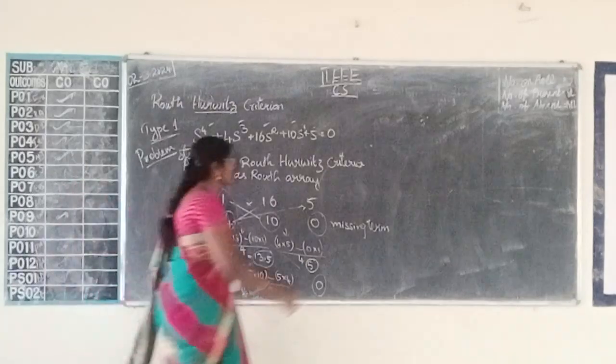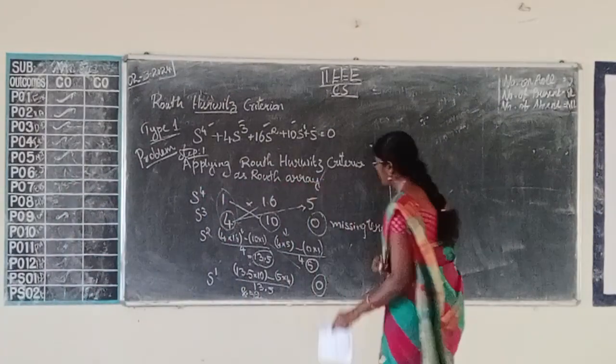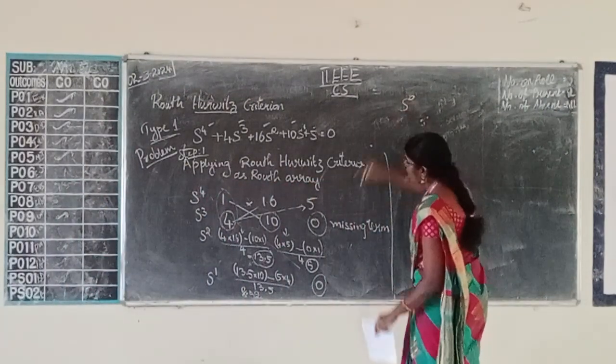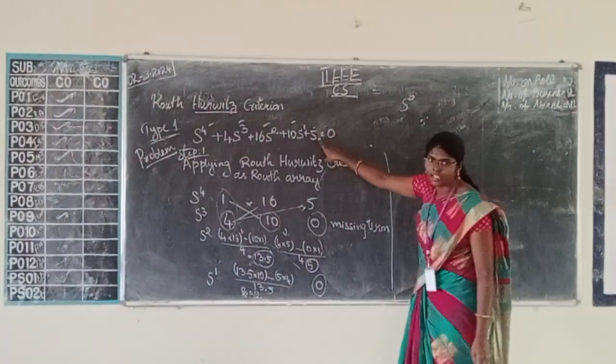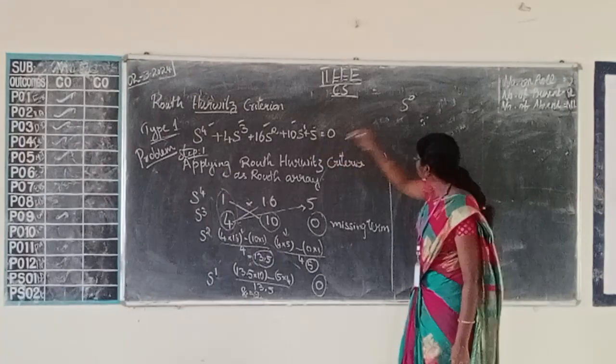Here and next, what is the term there? s power 0. What is anything power 0? The value of 1, right? Anything power 0 is 1. So it will be what?